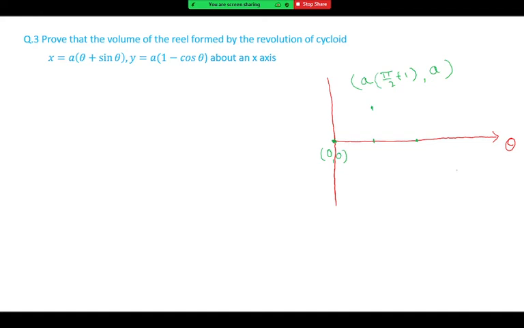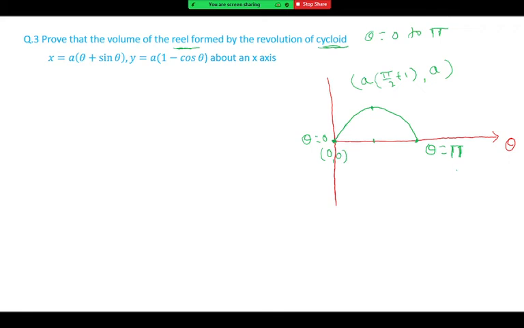Okay, we will not go further. So again you will get this, so this is one reel. It is like half a sine wave. It is known as one reel of a cycloid. So this point is theta equal to 0 and this is theta equal to pi. In simple words, one reel of a cycloid is always between theta equal to 0 to pi.